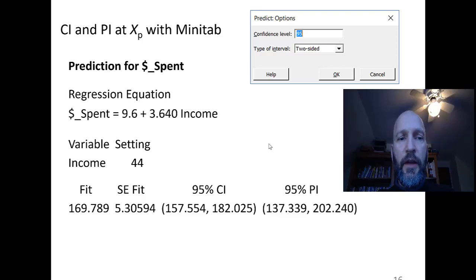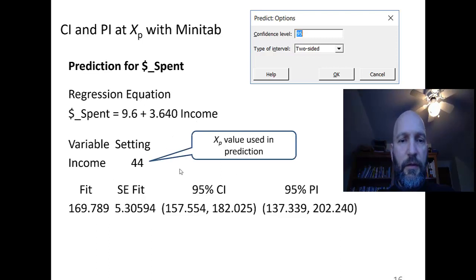So click OK a couple of times, and you're going to get this output here. Notice the first thing it says is the regression equation, $ spent is equal to 9.6 plus 3.64 times income, and the x value that we're using to predict is given here. If you put in more than one prediction value, then you would see more than one line here.